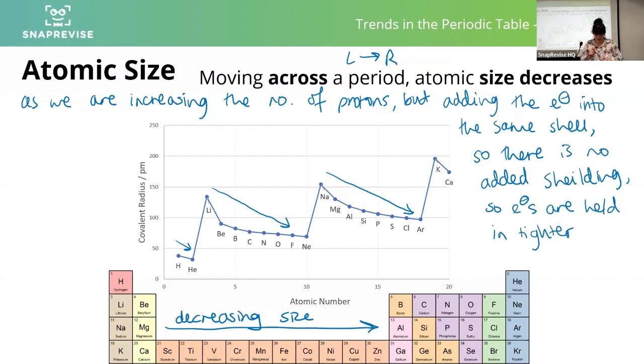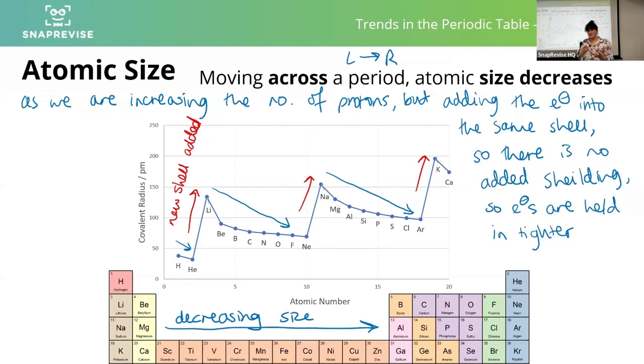One thing that you can see really beautifully in this graph is just the jump up when you add a new shell. Because the outer electrons are now being shielded by a layer of electrons effectively between them and the proton. So you can see there's a new shell added, so there's increased shielding.